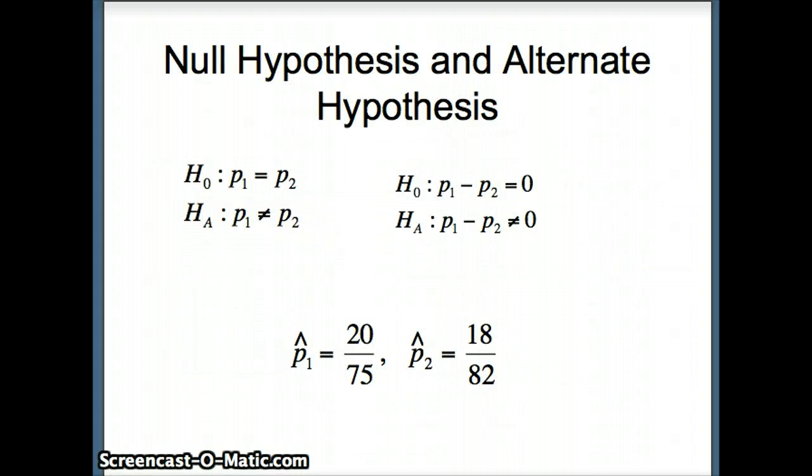So here's our null hypothesis and alternate hypothesis. We're asking for a significant difference, so this is a two-tail test. P1 does not equal P2. So H0, subtracting P2 from both sides, we get P1 minus P2 is 0, and HA: P1 minus P2 is not equal to 0. Proportion of women who earned A's, 20 out of 75. Proportion of men who earned A's, 18 out of 82.